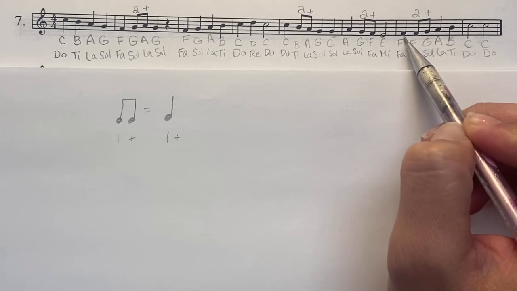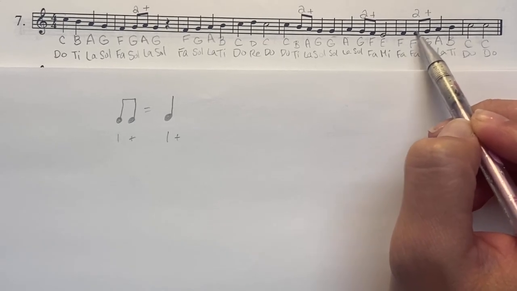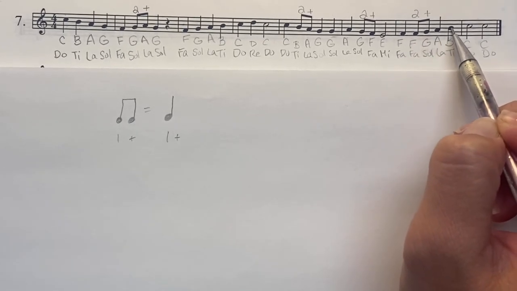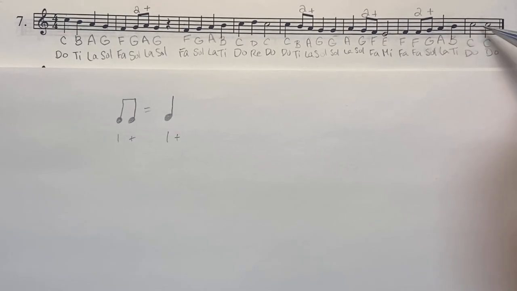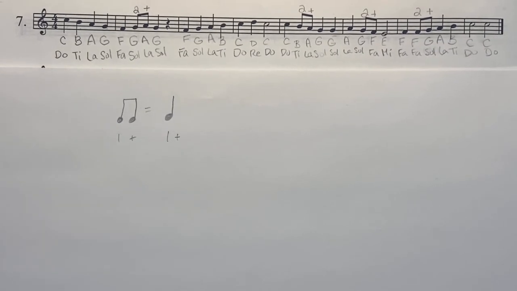So again, if we were to clap these out as eighth notes, it would be 1 and 2 and 3 and 4 and. I hope that makes sense. And then we end on 2 half notes, which is 1, 2, and 3, 4. Okay, so let's try to clap this out by saying the solfege syllables.